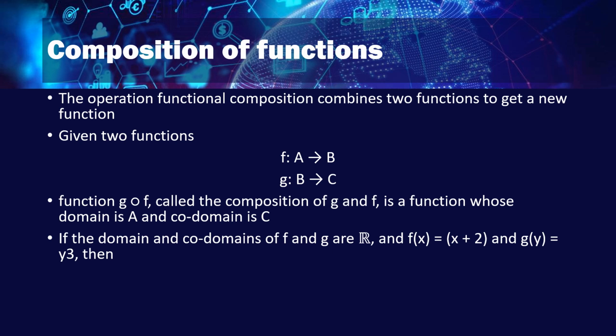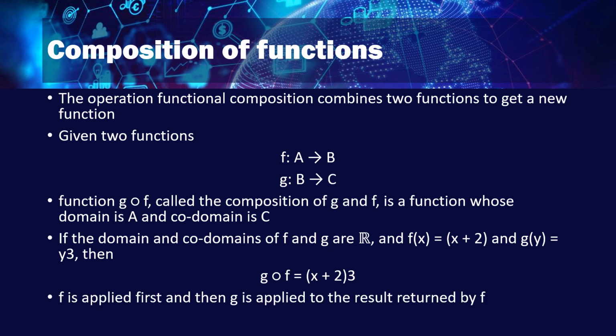If the domain and codomains of f and g are the set of real numbers, and the function f of x is to add 2 to x, and the function g of y is to multiply y by 3, then the composition of g and f is (x + 2) times 3. f is first applied, and then g is applied to the result returned by f. In simple terms, the result of function f has been passed to function g as an argument. This only works because the codomain of function f matches the domain of function g.